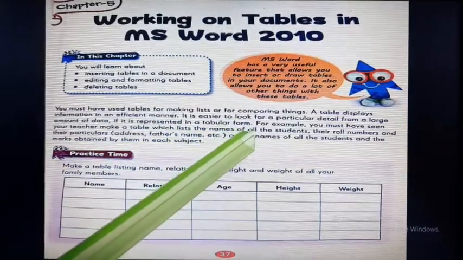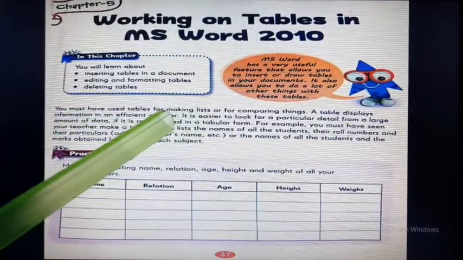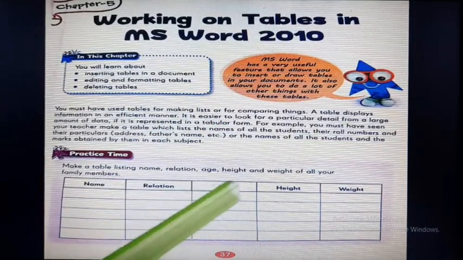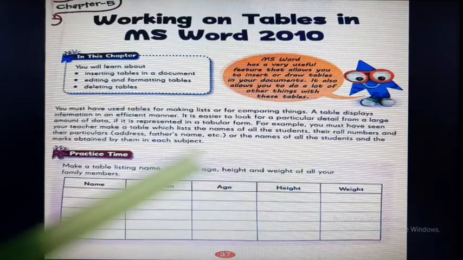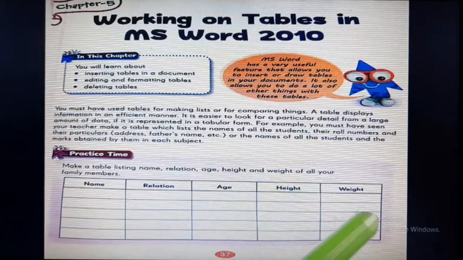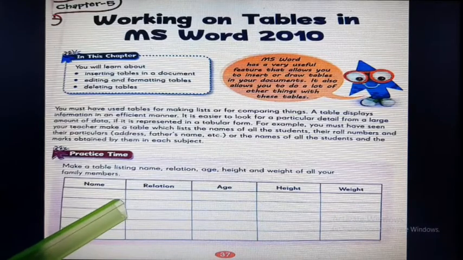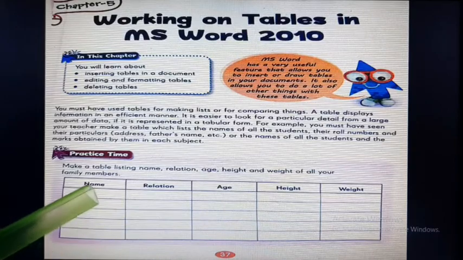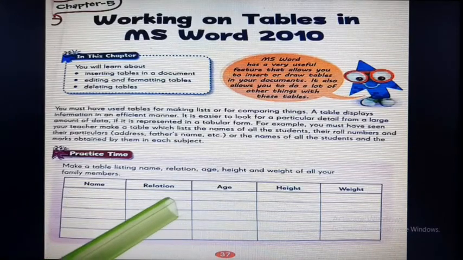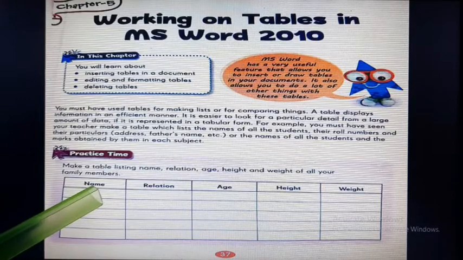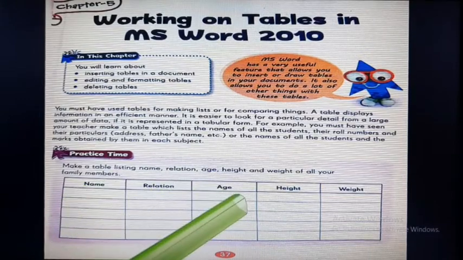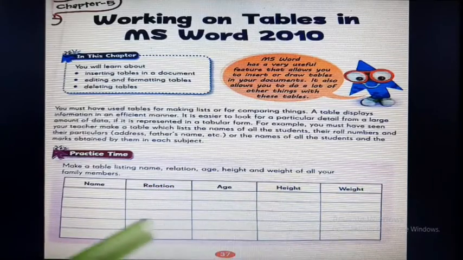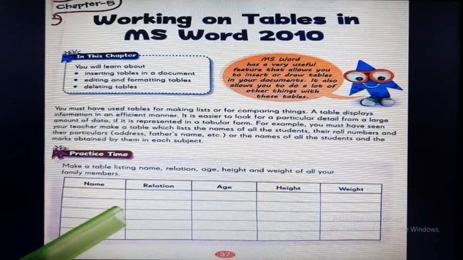a tabular form. When we make a table, we put the name, relation, age, height, width and weight, so different columns in a tabular form. It looks nice and we can see it distinctly, the headings like the name, relation, age, height, width, weight.